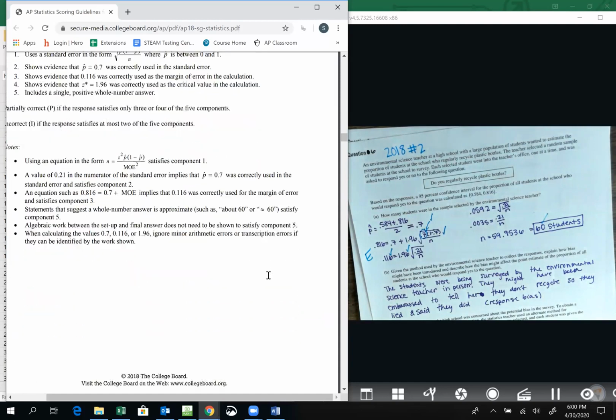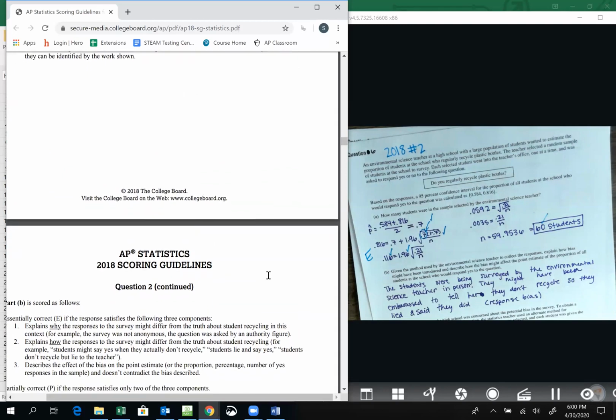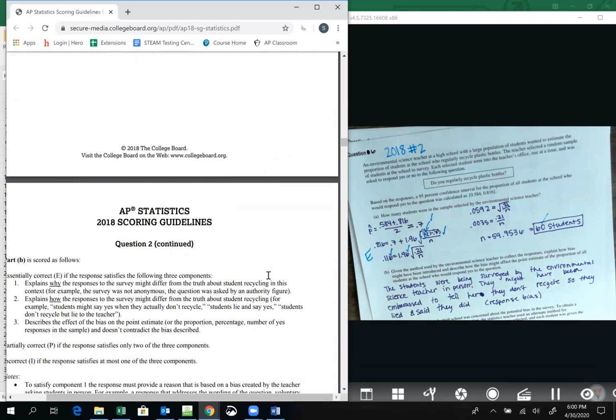Part B. So part B had some sampling design in it. Given the method used by the environmental science teacher to collect the responses, explain how bias might have been introduced and describe how bias might affect the point estimate of the proportion of all students at the school who would respond yes to the question. So I said the students were being surveyed by the environmental science teacher in person. They might have been embarrassed to tell her they don't recycle, so they lied and said that they did.